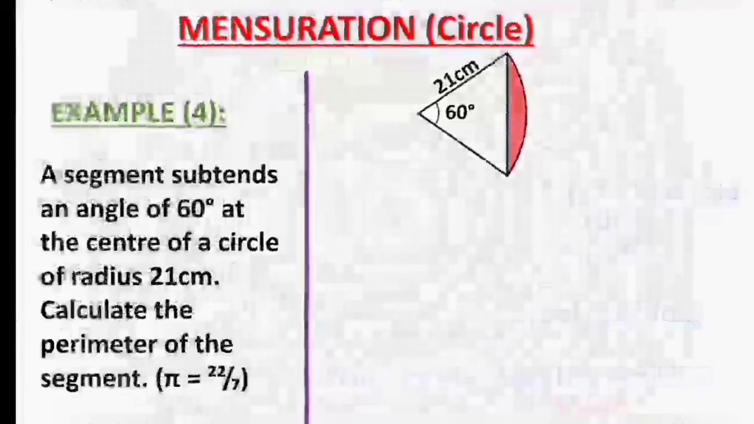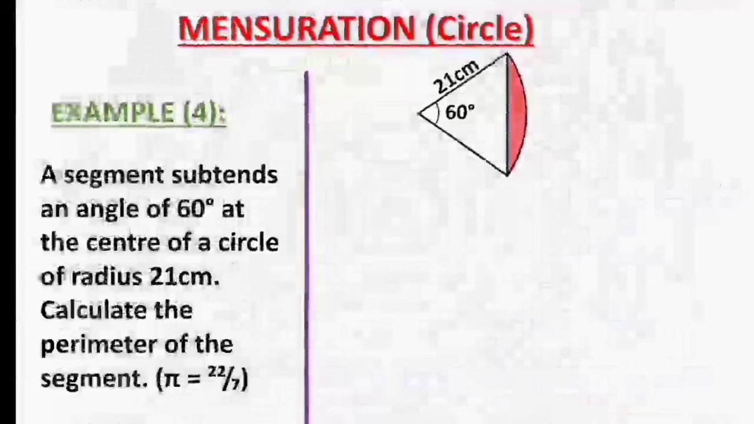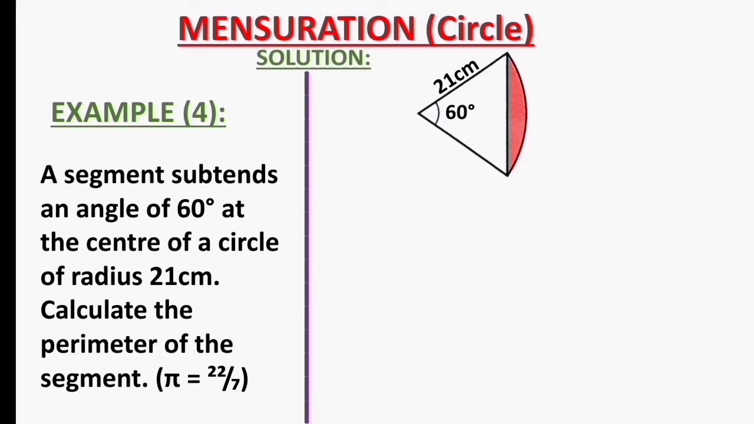Taking on our fourth question, a segment subtends an angle of 60 degrees at the center of a circle of radius 21 centimeters. Calculate the perimeter of the segment. We are taking pi to be equal to 22 over 7. Here is the diagram for the question. We have a segment in question 4.